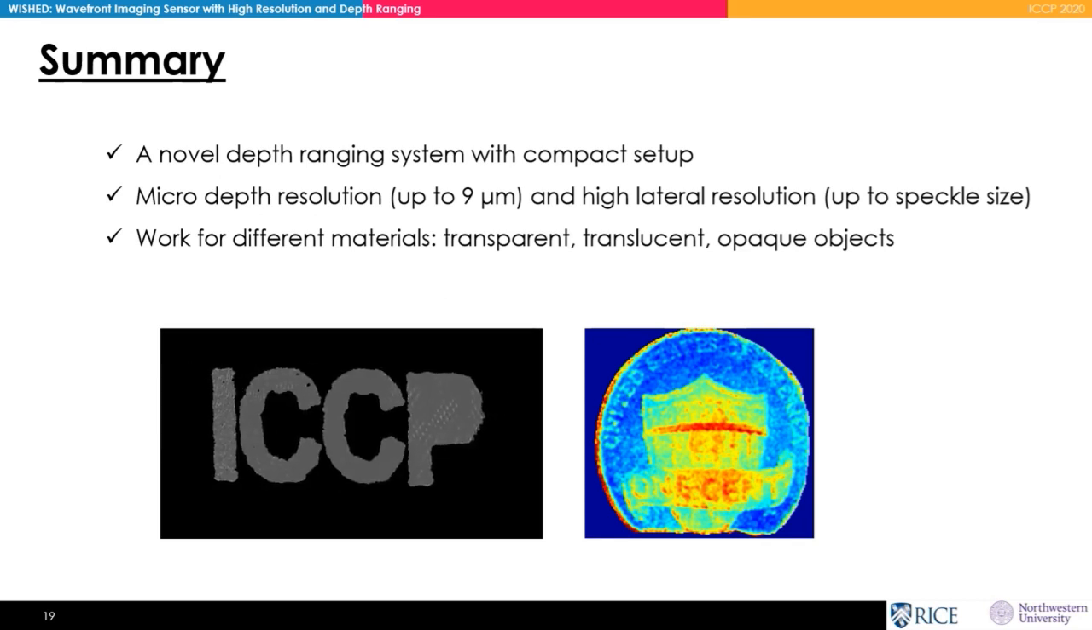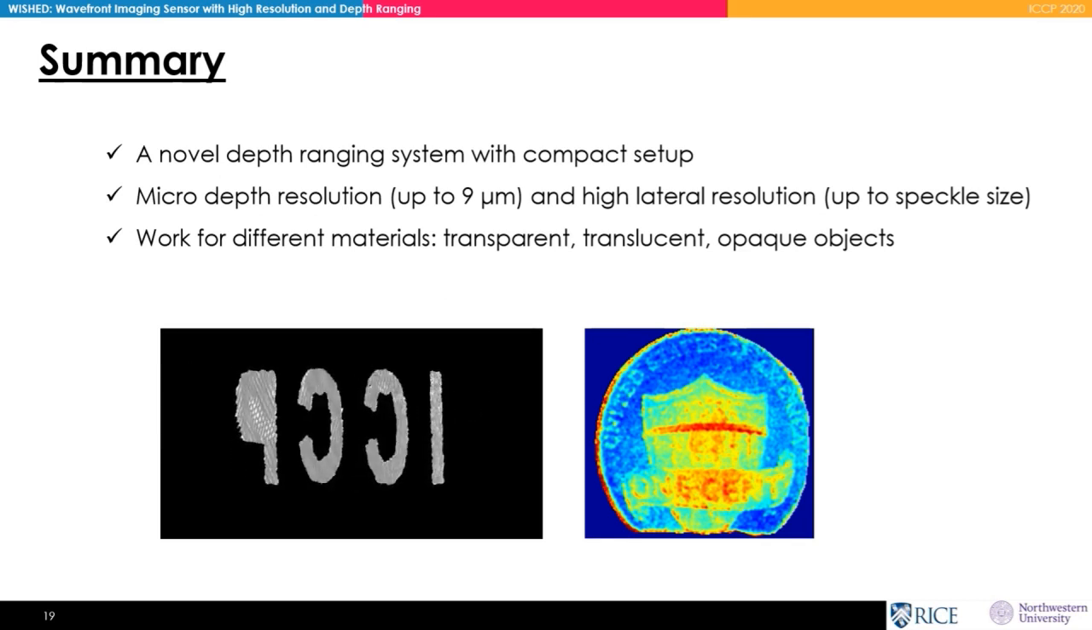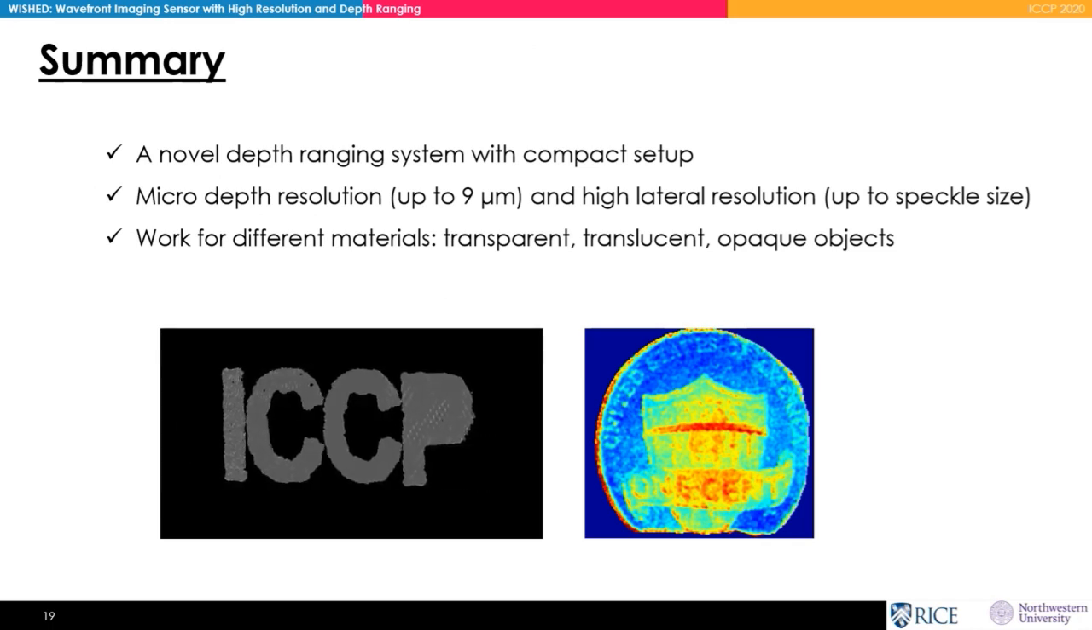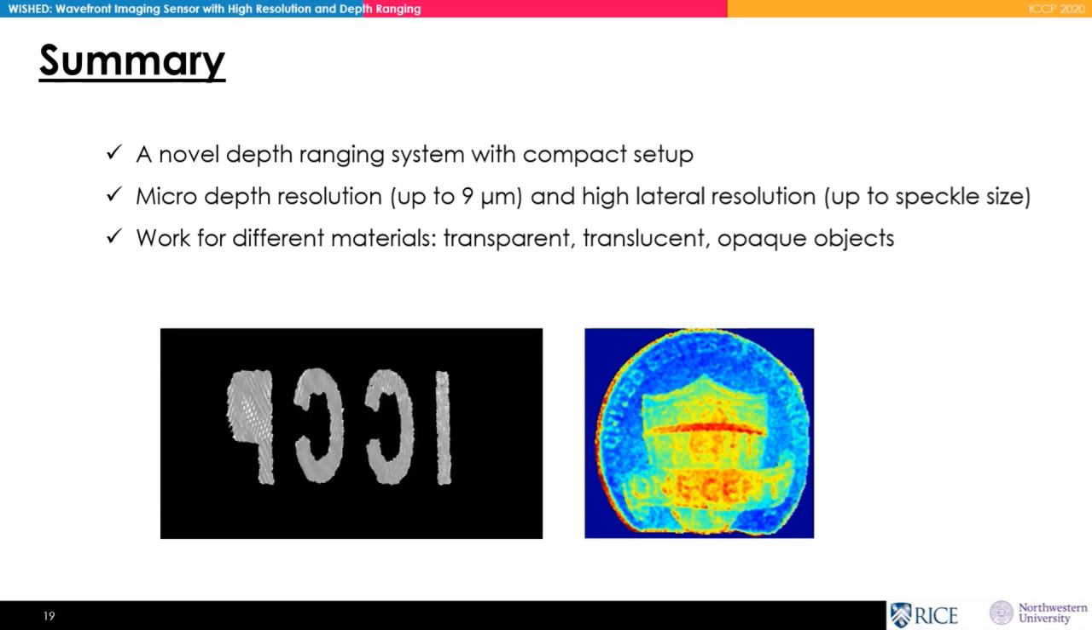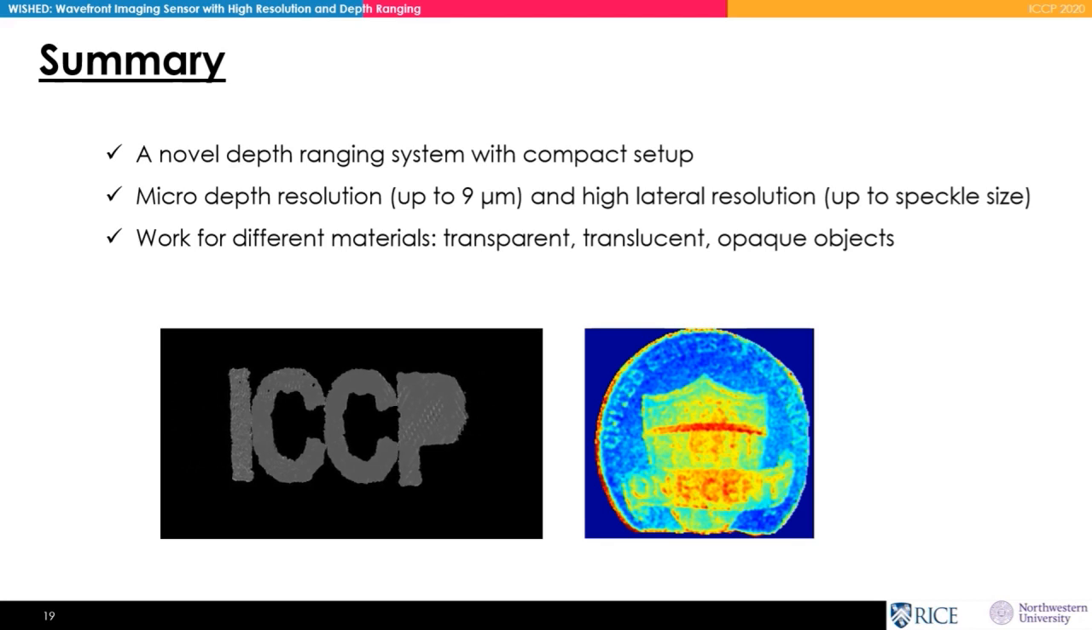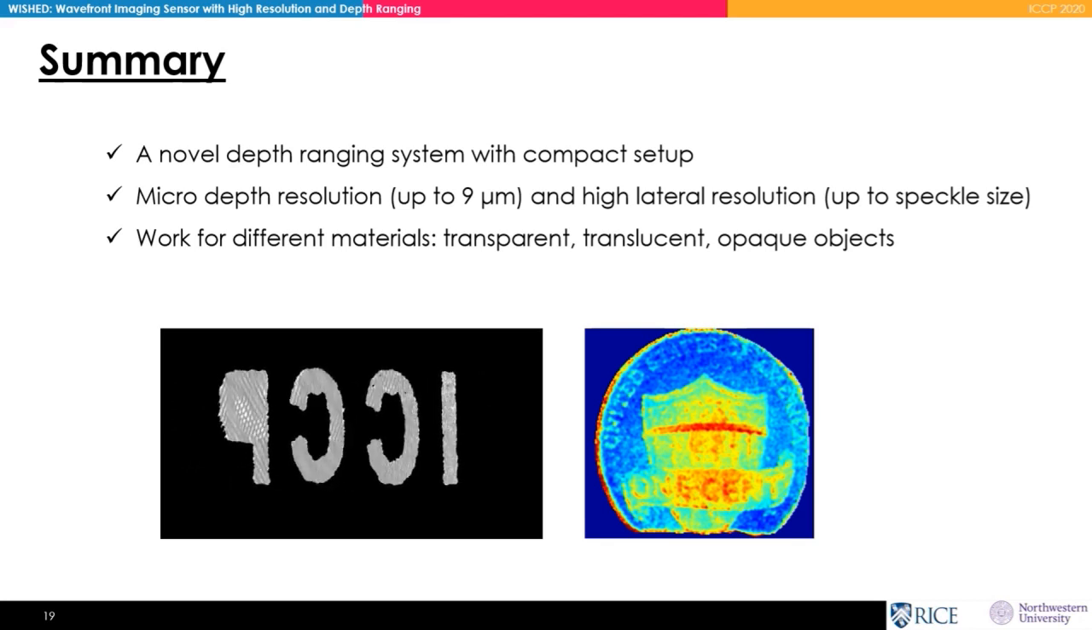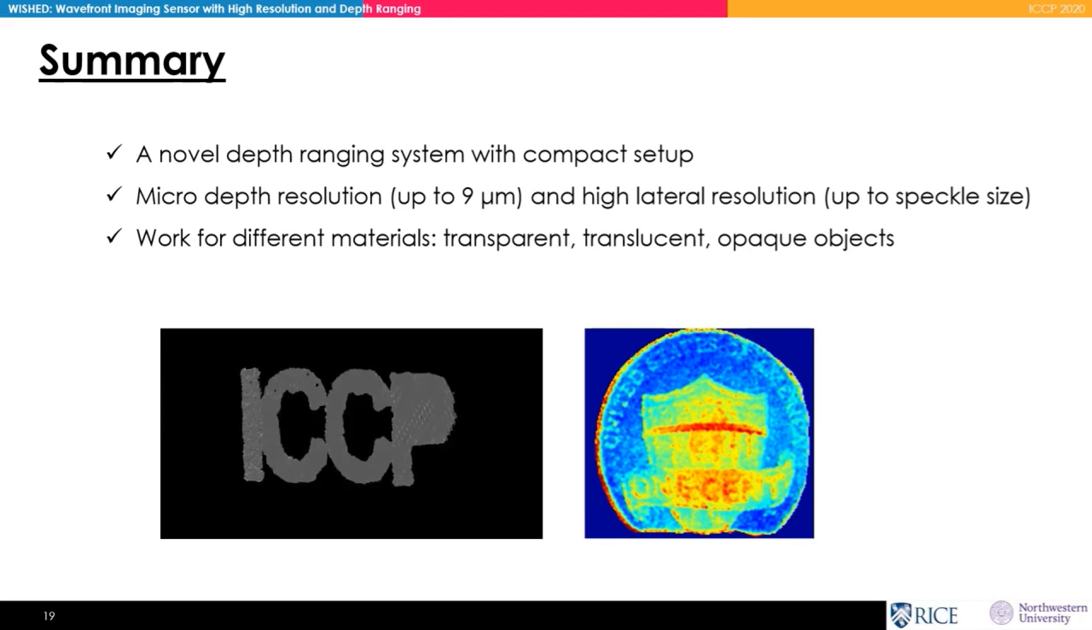To summarize, we offer a novel depth sensor. It provides a micron depth resolution up to 9 micrometer and a high lateral resolution. We tested our prototype on transparent, translucent, and opaque objects.